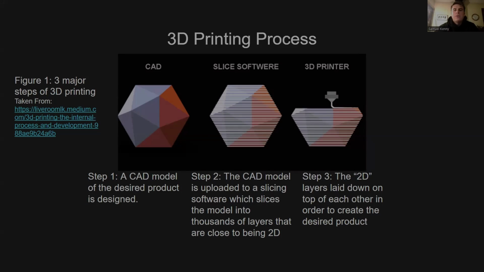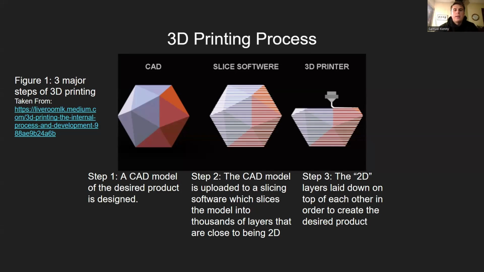There are three major steps that must be followed for all 3D printing processes. First, a CAD model of the desired part must be created. The model then must be uploaded to a slicing software program. Once it is in the program, the model is sliced into thousands of 2D layers. The 3D printer creates the final part by reading these layers. Each layer is laid down one at a time, building up the part until finally the finished product is constructed.